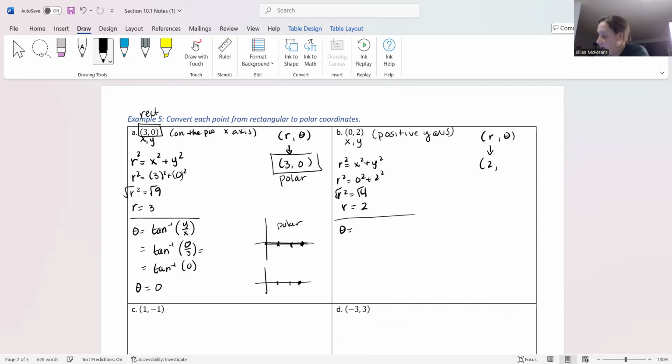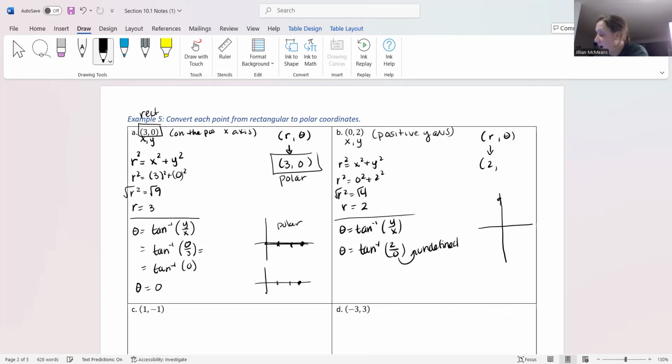Okay, so theta is inverse tangent of y over x. Well, theta is inverse tangent of 2 over 0. Shoot, huh? This we know is undefined. You can't have a denominator of 0. So let's think about where tangent is undefined, okay? Now we're dealing with tan inverse, okay?